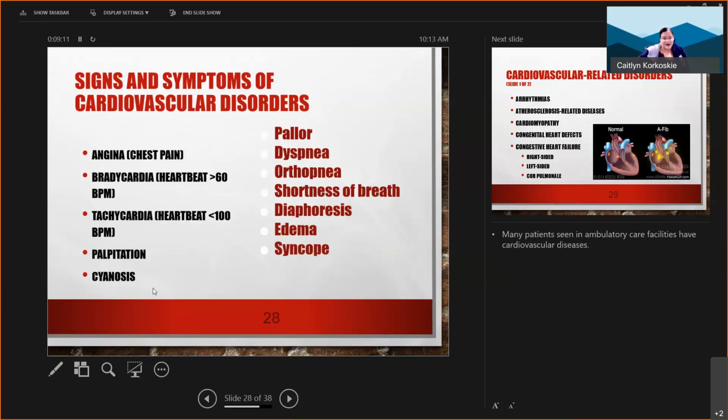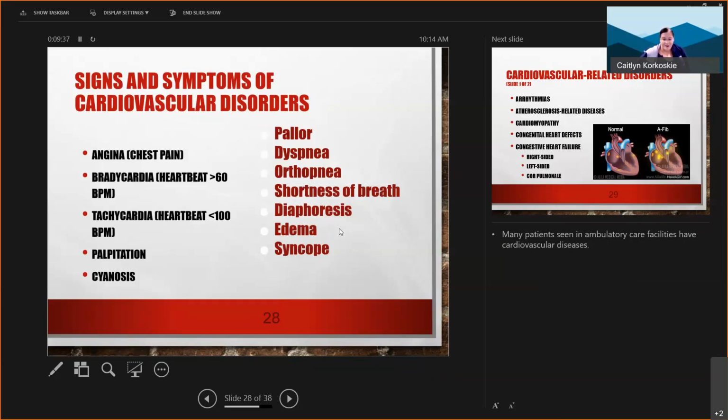Cyanosis is basically a blue coloring to the skin, which happens when the blood is not fully oxygenated, or maybe there are certain blockages where the oxygenated blood cannot get to. So they are losing circulation in those areas. Dyspnea is basically another word for shortness of breath.